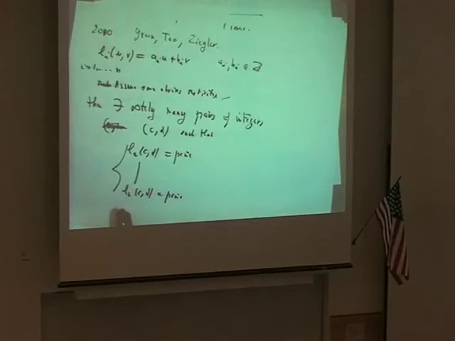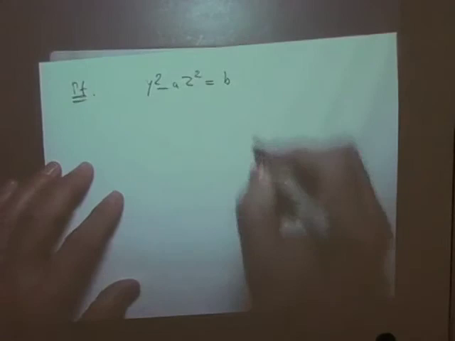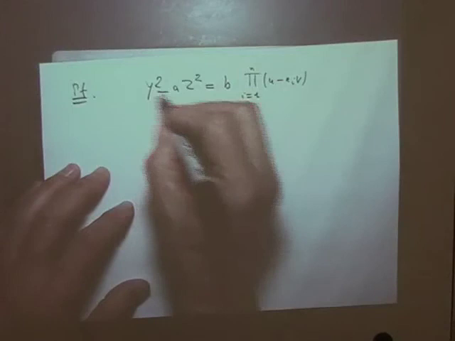So you look at the auxiliary equation, capital Y squared minus A capital Z squared equals B times the product of (U minus e_i V), i running from 1 to n, where the variables are capital Y, capital Z, U and V. So these are the variables, Y, Z, U and V.